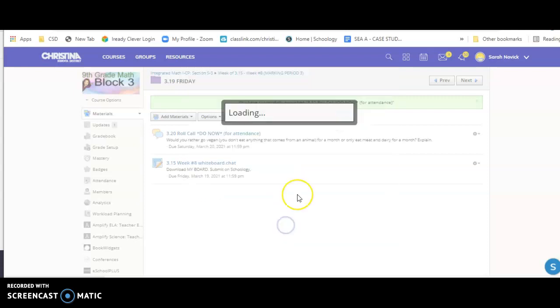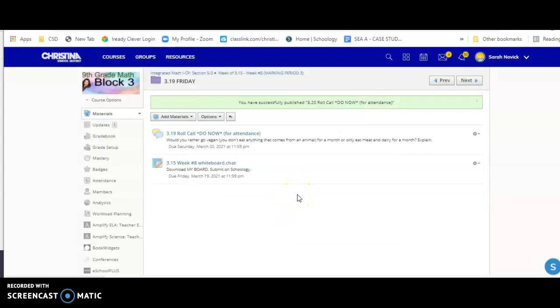Your do now question says, would you rather go vegan, you don't eat anything that comes from an animal for a month, or only eat meat and dairy for 1 month? Explain. After you're done doing that, you'll see it's Friday, so we have an assignment.